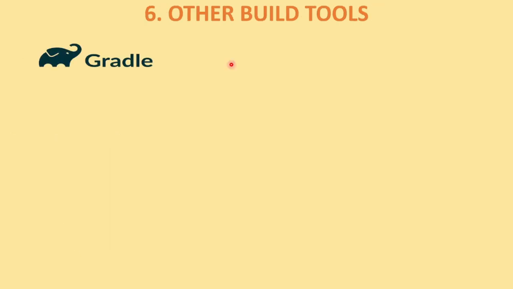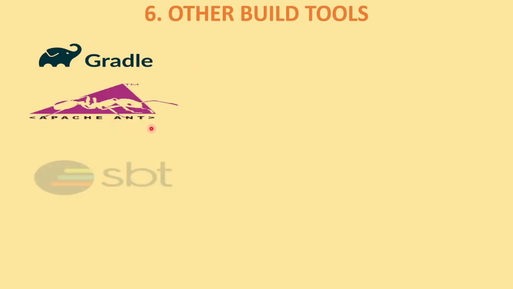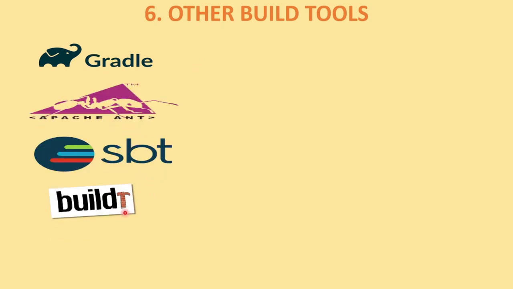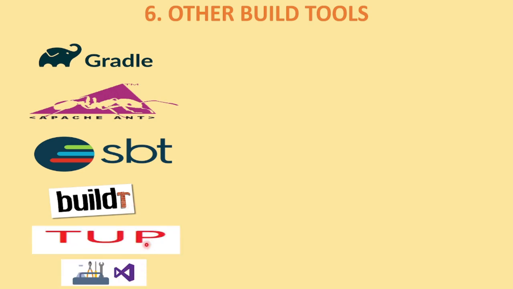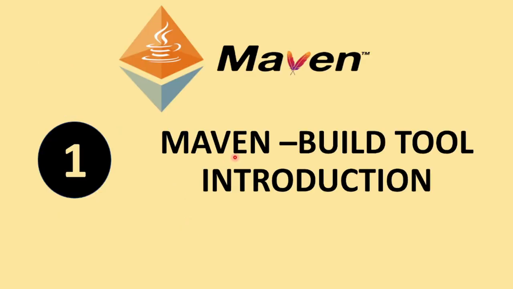Now which are the other build tools available other than Maven? There is the Gradle tool, there is the Apache Ant tool, the SBT tool, then you have the Apache Builder tool, then the Tup tool, and the Visual Build tool. So these are the other tools which are available other than Maven, which you can use for building your project. So this was all about the Maven build tool introduction. Thank you.